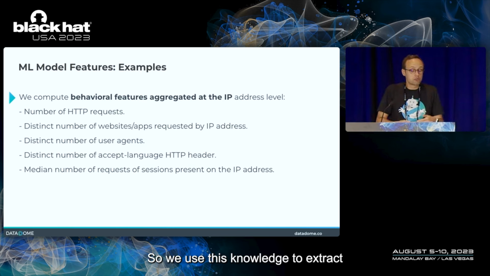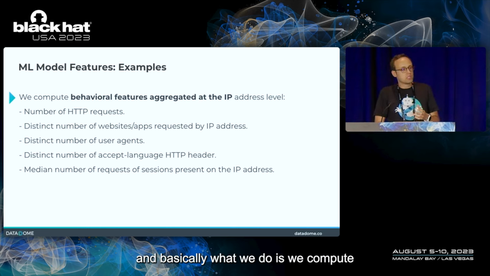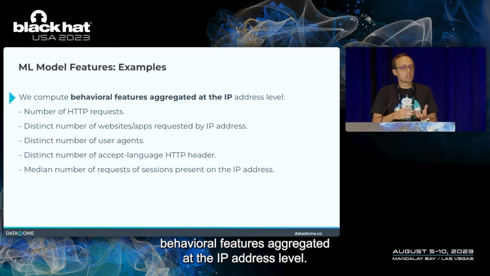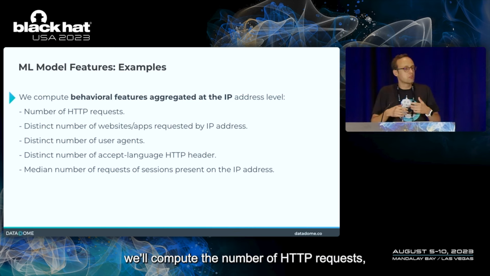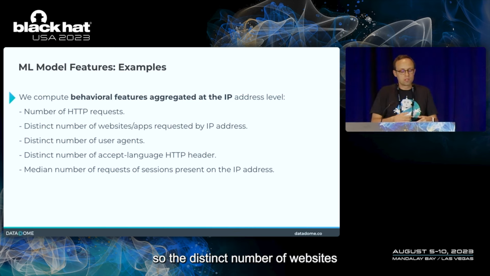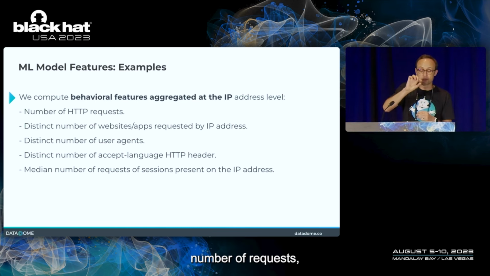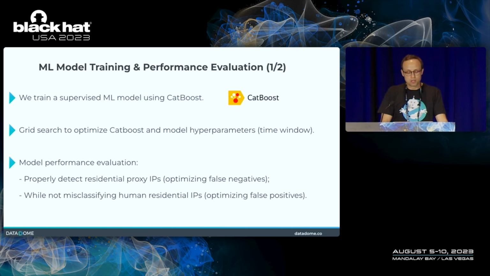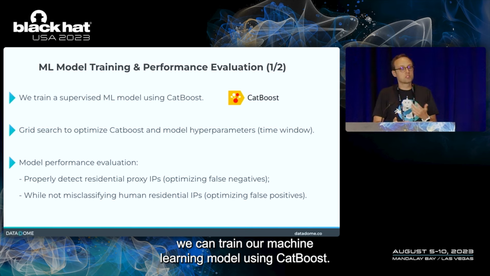So we use this knowledge to extract features for our machine learning models. Basically, we compute behavioral features aggregated at the IP address level. For each IP address in a given time window, we compute the number of HTTP requests, the distinct number of websites requested by the IP address, the distinct number of user agents, the distinct number of accept language headers, the average session duration, and the number of requests per session. And once we have these features, we can train our machine learning model using CatBoost.